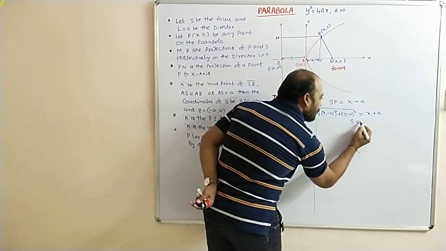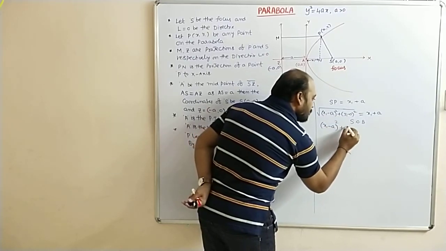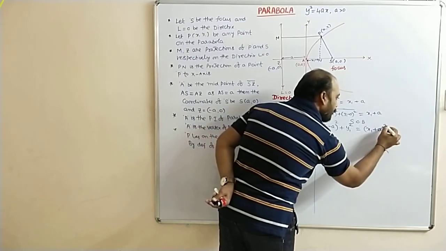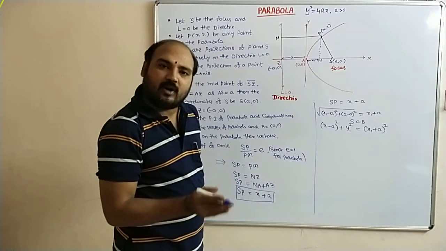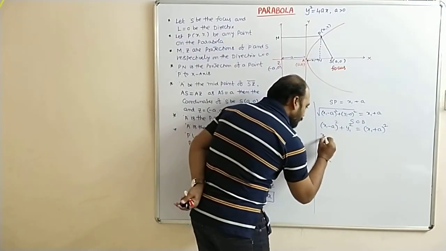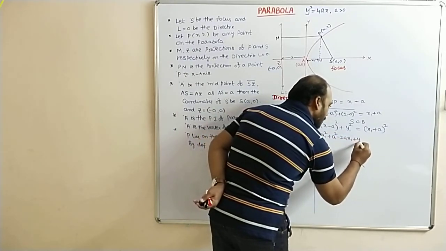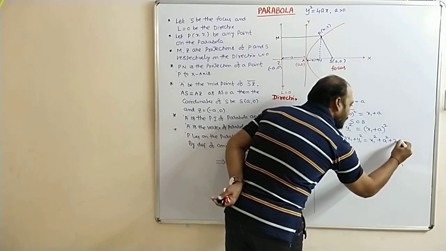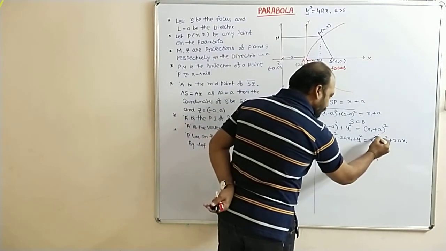Squaring on both sides, (x1 minus A) whole square plus y1 square is equal to (x1 plus A) whole square. Applying the algebraic formula, we will get the answer. Otherwise, those who feel it is difficult, it is normal expansion. x1 square plus A square minus 2A x1 plus y1 square is equal to x1 square plus A square plus 2A x1. On both sides, x1 square plus A square will be cancelled.